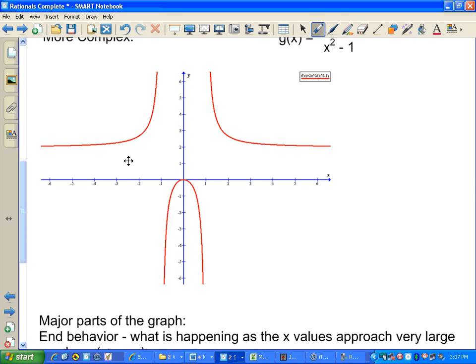So that's kind of what we're wondering. And also we need to know what's happening as we get towards very large negative numbers. What's this side of my graph going to do?